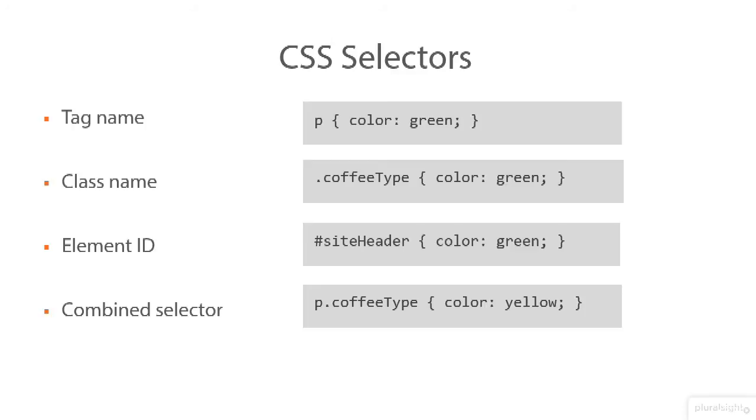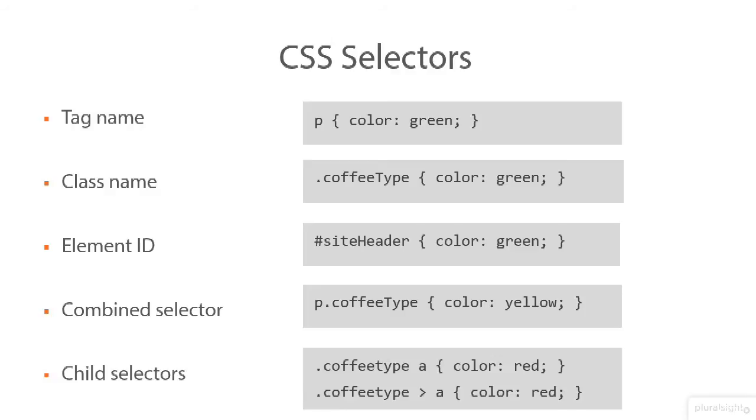We can combine them. For example, in this selector here, we're saying that we want to retrieve all elements with the class coffee type applied on them, which are within a paragraph. Basically, this is a logical AND operator which is applied on the elements. In this case, we do not have to specify a space between the two selectors.